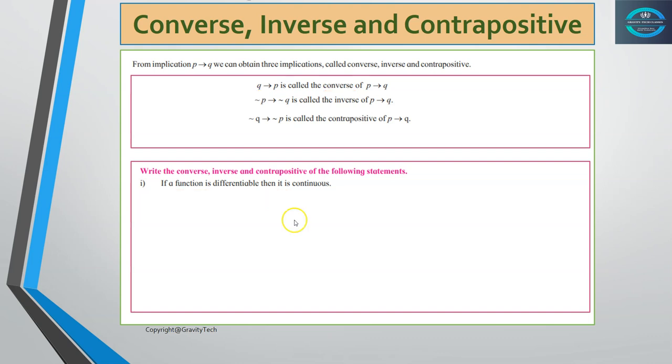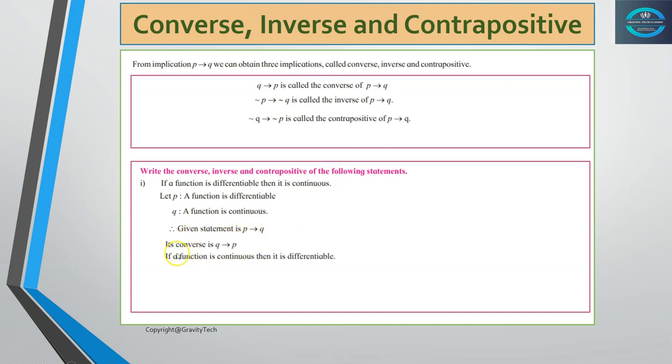Just find out what P is and what Q is, and you just need to put the values here, right? See, if you look here, let's say P is: a function is differentiable, and Q is: a function is continuous. The given statement is P implies Q. So what will the converse be? Q implies P. Q is: a function is continuous. If a function is continuous, then it is differentiable.